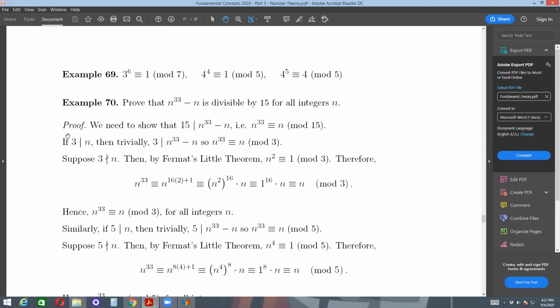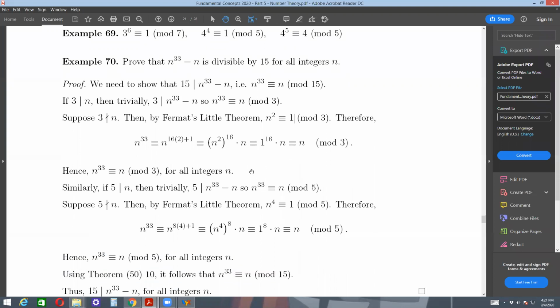So what we've done here in this first part is show that regardless of whether 3 divides n or 3 doesn't divide n, 3 always divides n to the power 33 minus n, right? Or equivalently this. And then we do the same thing for 5. So first check what happens when 5 divides n. Well, when 5 divides n, obviously it divides the entire thing.